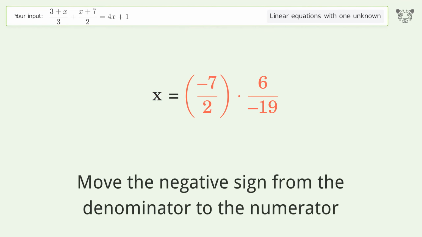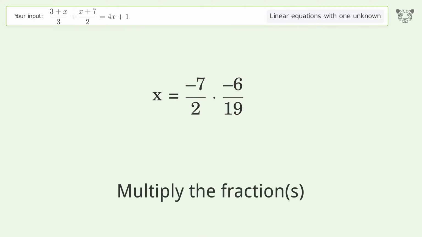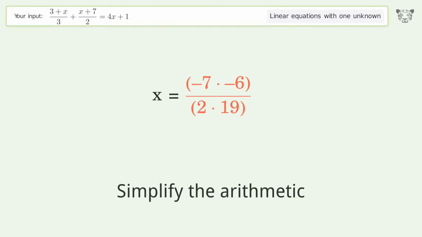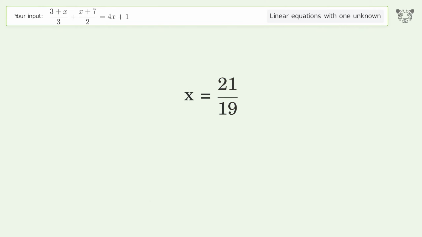Move the negative sign from the denominator to the numerator. Multiply the fractions. Simplify the arithmetic. And so the final result is x equals 21/19.